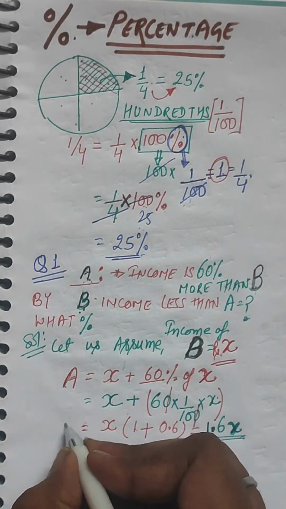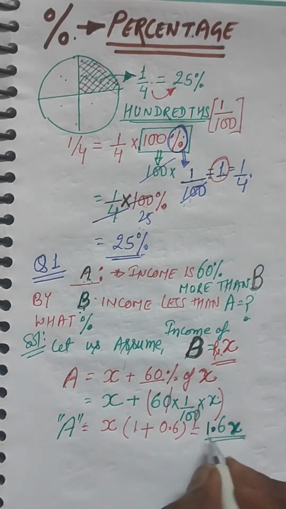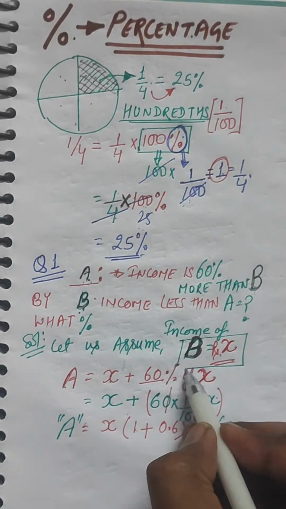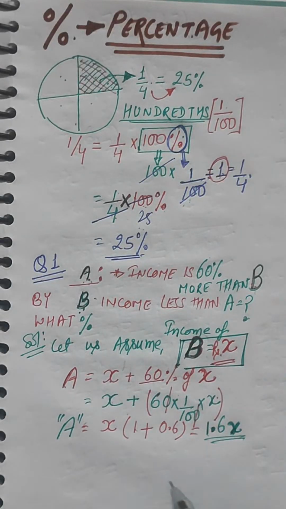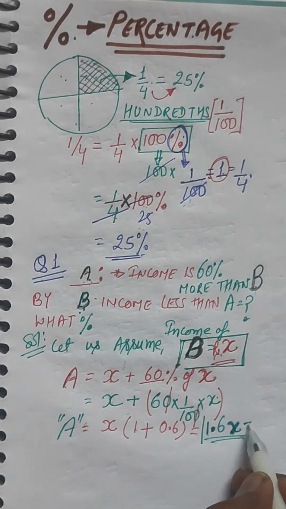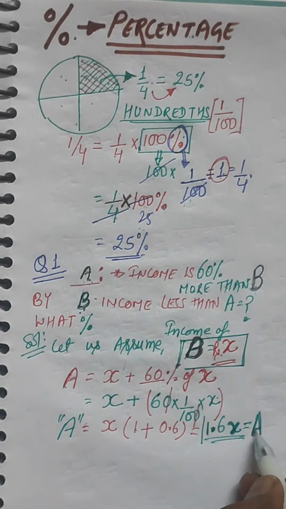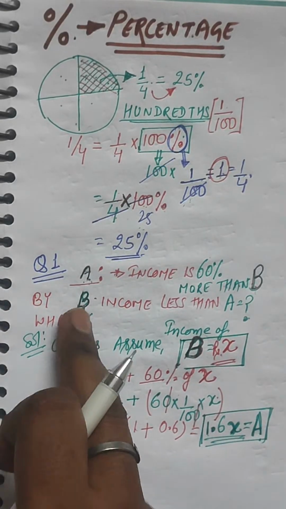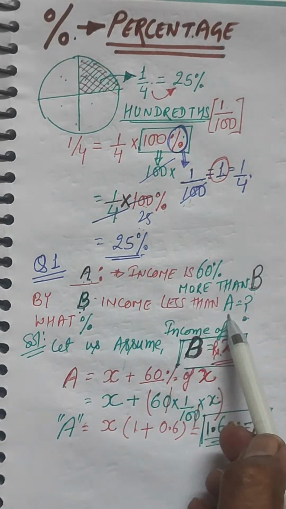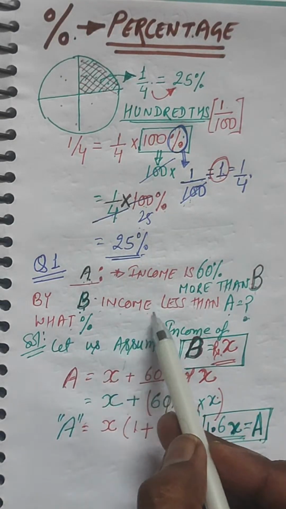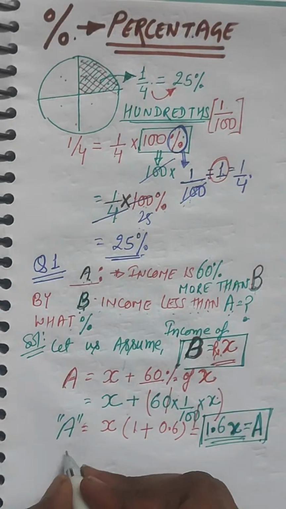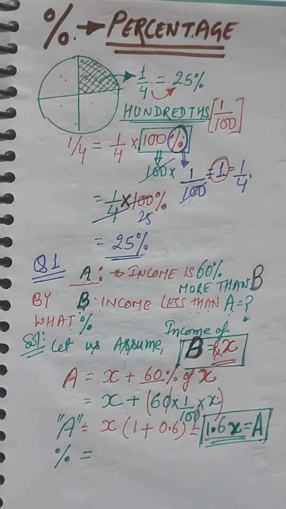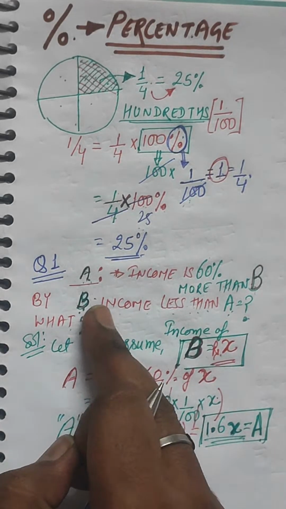Now we have A's income 1.6x, and we have already B's income, that is X. You can see over here, right? And this is the A's income. Now, the question is that by what percent B income less than A? By what percent B income less than A? So, that required percentage can be calculated by B's income less than A.